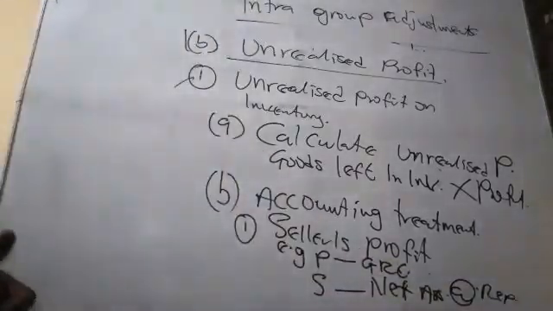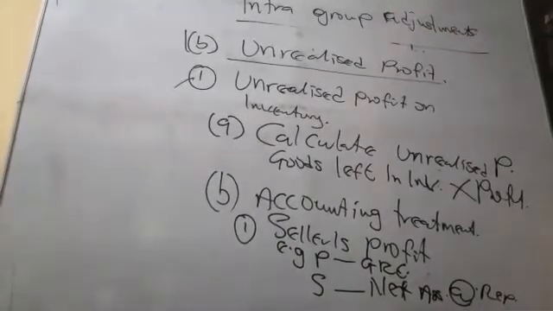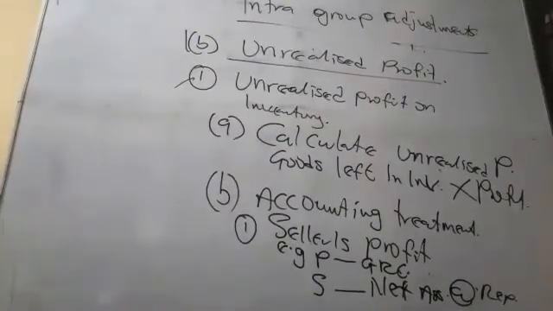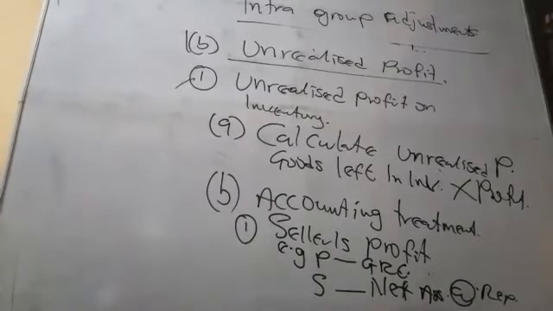Good. That's the first leg. After you have calculated the unrealized profit, ask yourself who made that sale. Take it off from the seller's profit. If the parent is the seller, go to group retained earnings and subtract it there. That's workings number 5, group retained earnings. Go there and take it off.